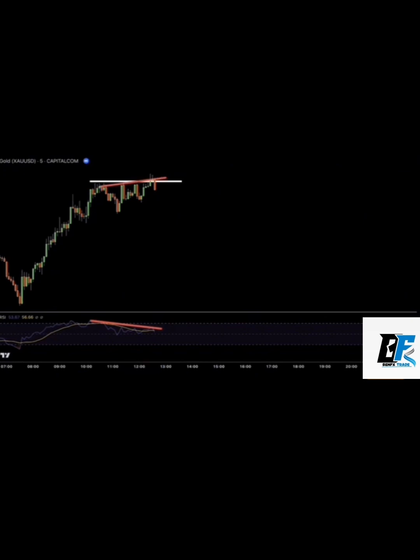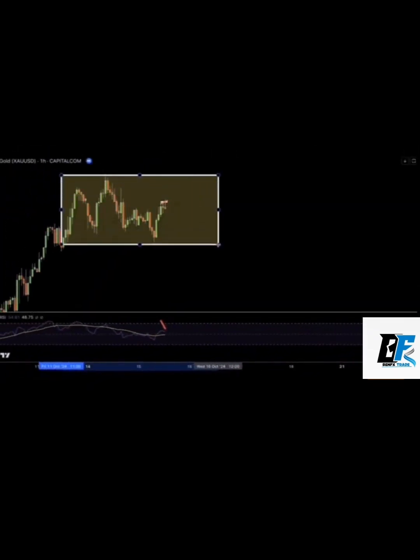At this point, we have two powerful signals aligning: a liquidity trap just above resistance, a smart money move designed to shake out retail traders, and RSI divergence confirming that momentum is shifting to the downside. Let's take this a step further and check the 1-hour chart. On the higher time frame, price is range-bound and just got rejected from a supply zone. This confirms our short bias. There's a good chance the market will continue lower.